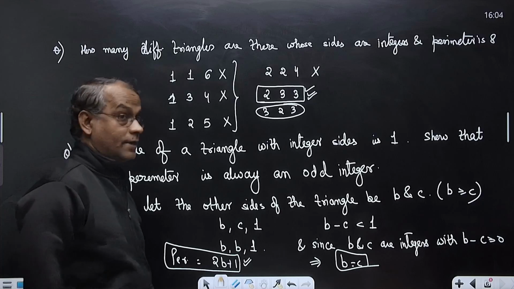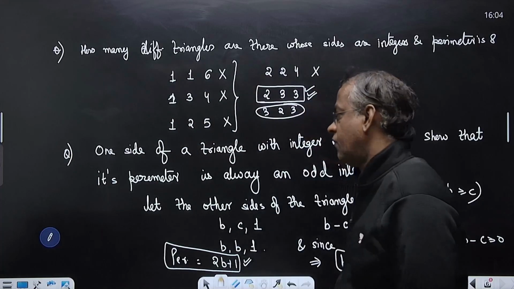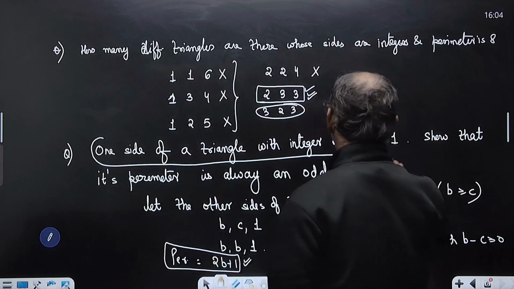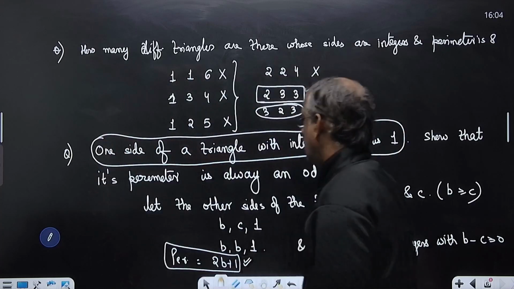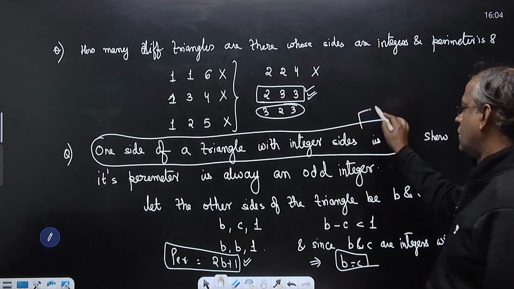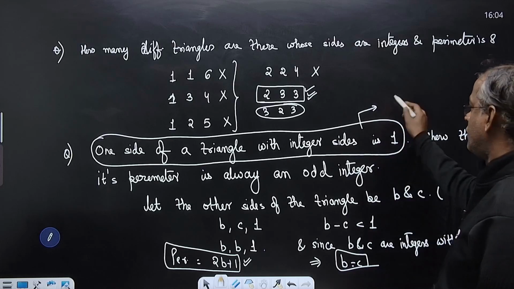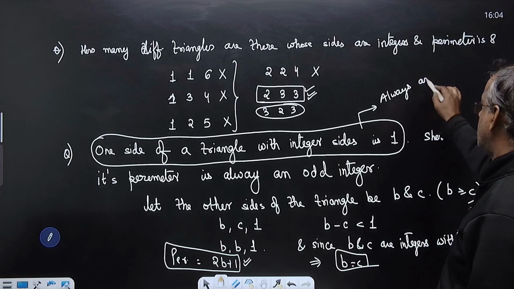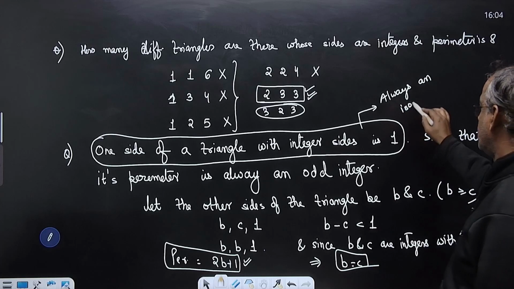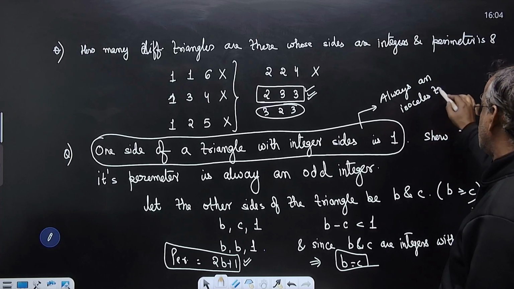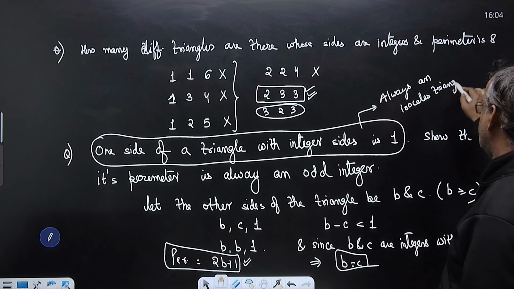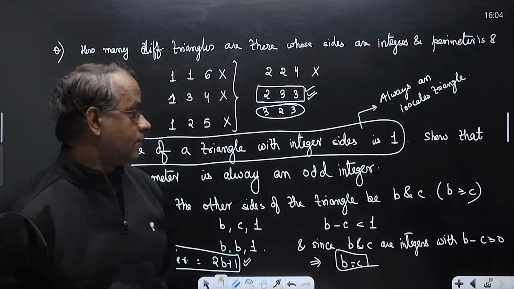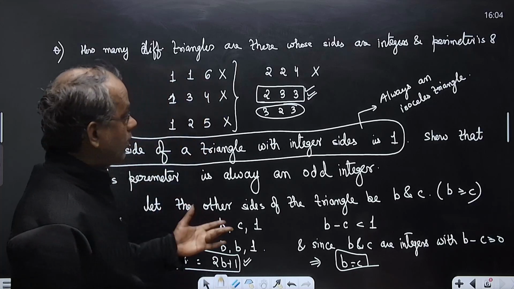The other fact that we came to know is that if we have a triangle with integer sides, one of whose sides is 1, it will always be an isosceles triangle. Again, see how we are able to use it.